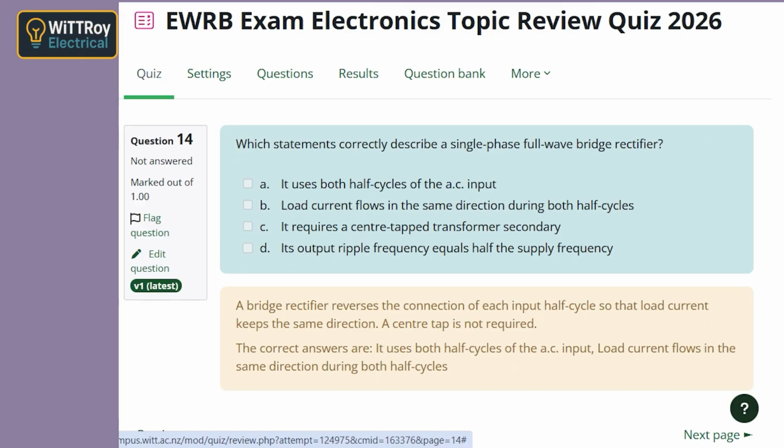Question 14. Which statements correctly describe a single-phase full-wave bridge rectifier? I selected it uses both half cycles of the AC input. Right answer. A bridge rectifier reverses the connection of each input half cycle so that load current keeps the same direction. A center tap is not required. This was a multiple answer item. You correctly identified all of these. It uses both half cycles of the AC input, and load current flows in the same direction during both half cycles. Good. I can now picture different diode pairs keeping the load current in the same direction.